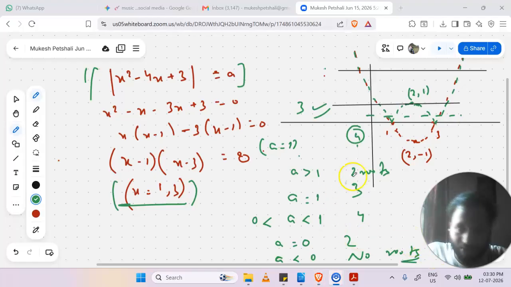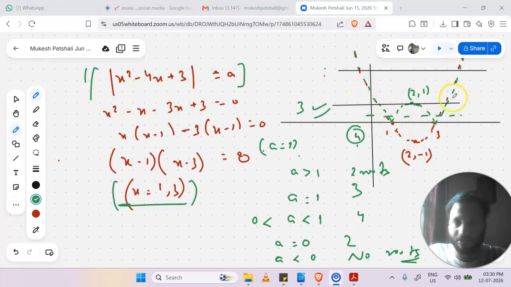Got it? So this is how simple it is when you just know how to draw a graph with this equation. I explained it, and it took almost 5 minutes. Once you start doing it, it should take you not more than 2 minutes once you know how to draw this graph. Got it? 1.5 to 2 minutes is more than enough for this question.